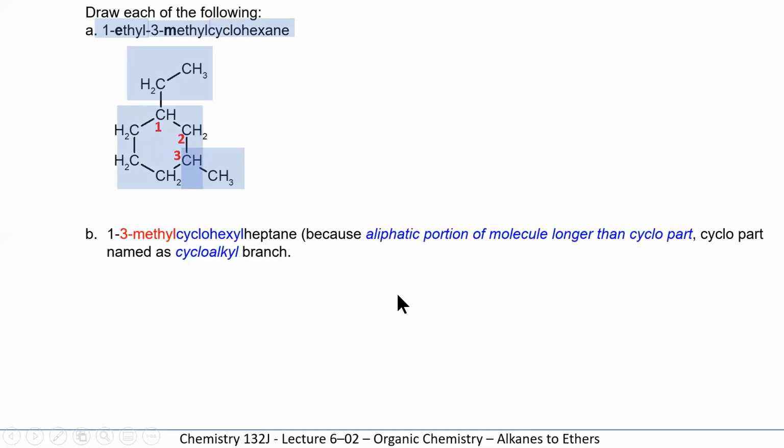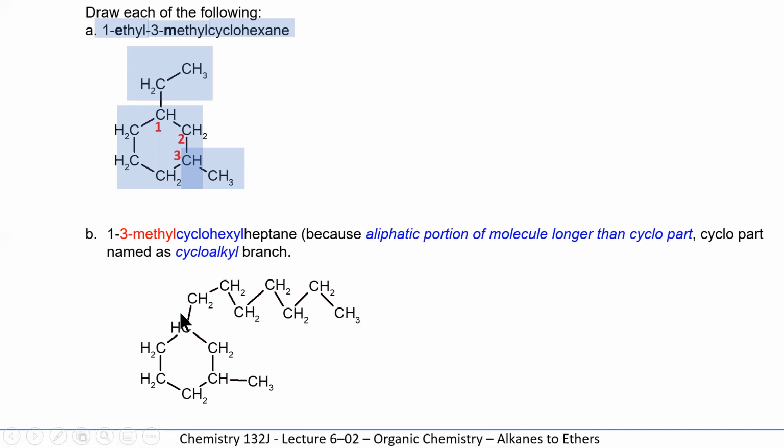Now, we have some more examples here. If it's a 1-(3-methylcyclohexyl)heptane, in this case, the parent chain is seven carbons long, and there is a cyclical structure named as a side chain because the parent chain heptane is longer than the six carbons in the cyclo substituent. So in this case, we're going to number it like that. You can see where the 3-methylcyclohexyl comes from.